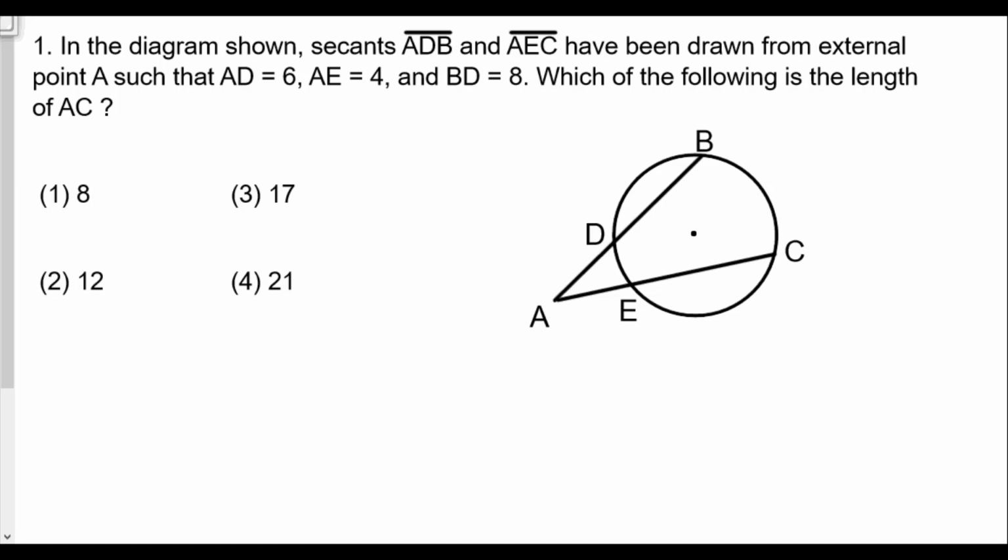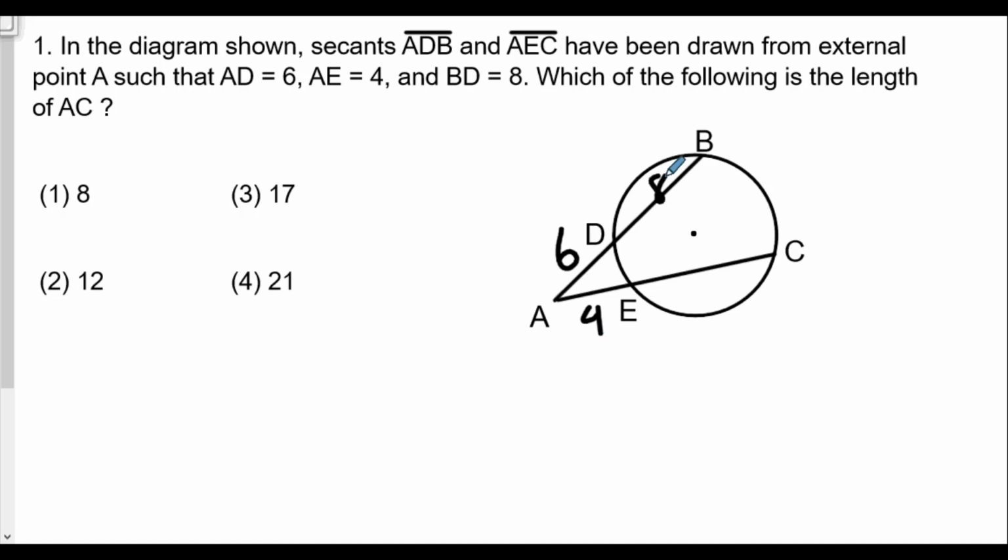Question number 1. In the diagram shown, secants AB, D, and AEC have been drawn from external point A such that AD equals 6, AE equals 4, and BD equals 8. Which of the following is the length of AC? So of course, we're looking for the full length of AC here. Let's label the diagram: AD is 6, AE is 4, and BD is 8.